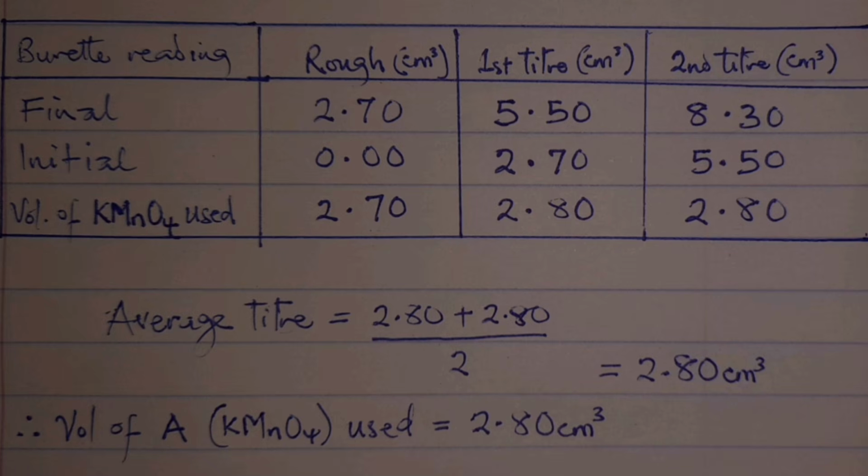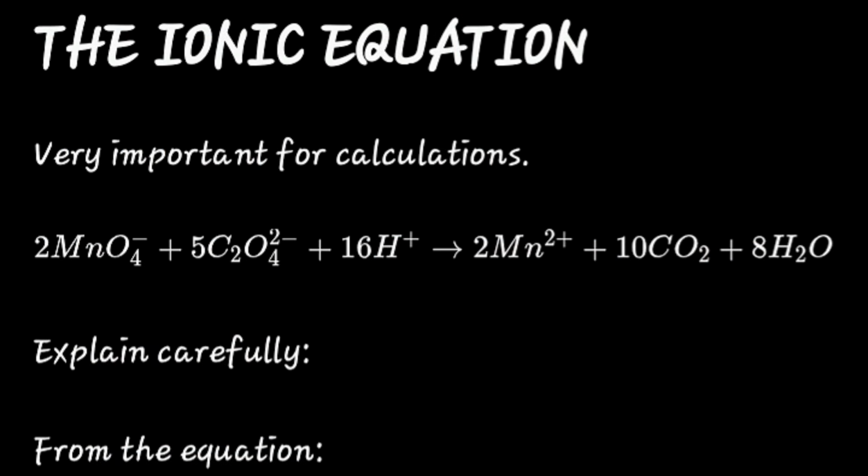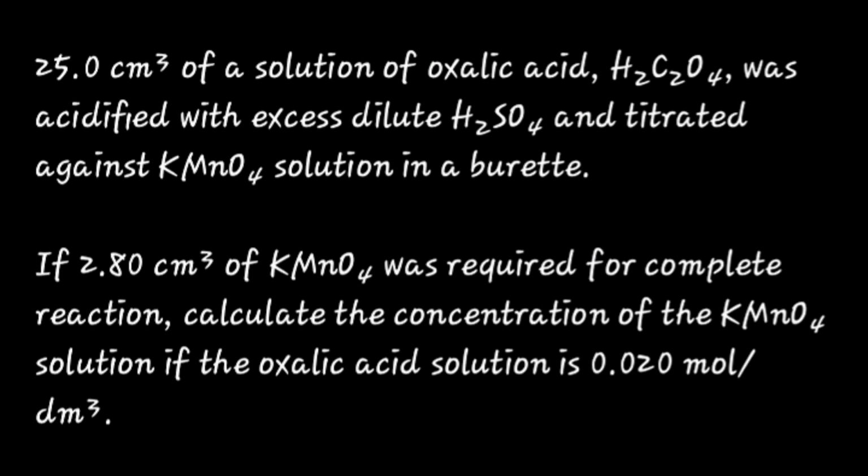Now the ionic equation for this reaction is 2MnO4⁻ + 5C2O4²⁻ + 16H⁺ yields 2Mn²⁺ + 10CO2 + 8H2O. This is a redox reaction. I balanced it and showed you in case you need it. Of course you will. After you've carried out the practical, you need to solve some problems, so I'm going to give you a sample question.